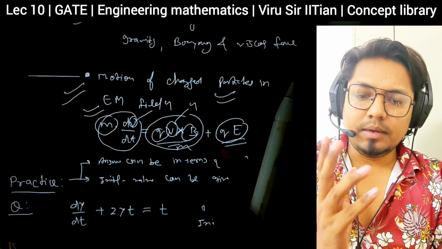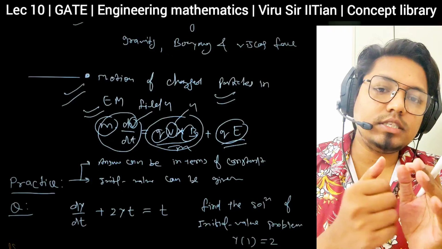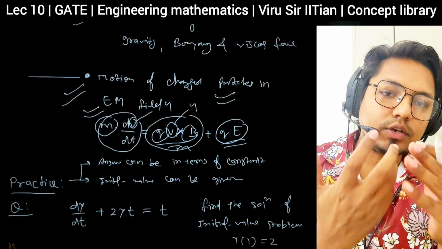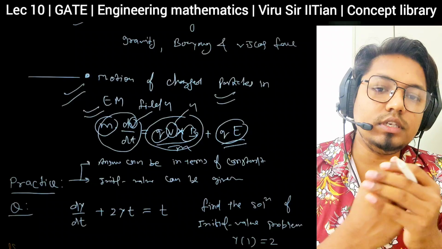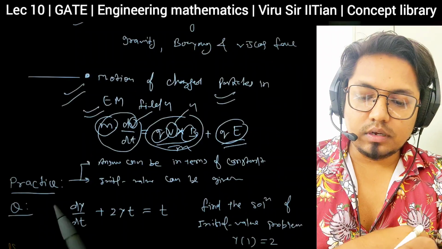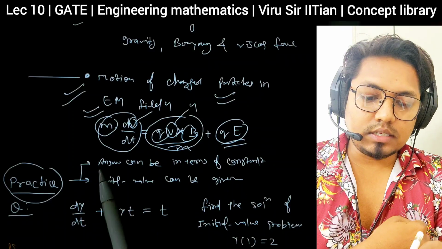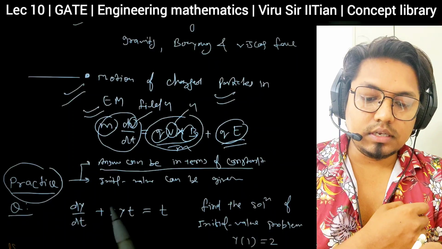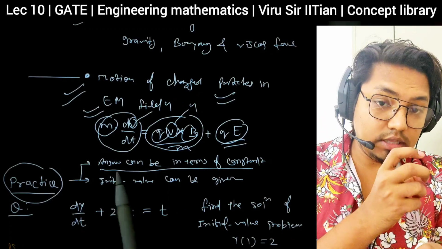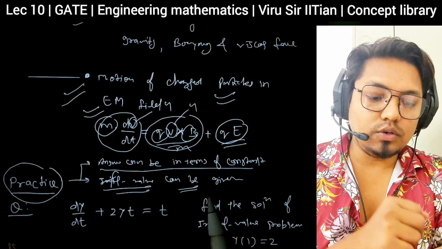I hope you understood, but it's totally alright. We are not going to solve them because the solution is very big, and they will not ask these in the GATE exam. In the GATE exam they will just give you one question, and that question can be with an initial value or without an initial value. So whatever practice you do here, you will see these two types of questions: the answer can be in terms of constants, or the initial value can be given in the question itself.